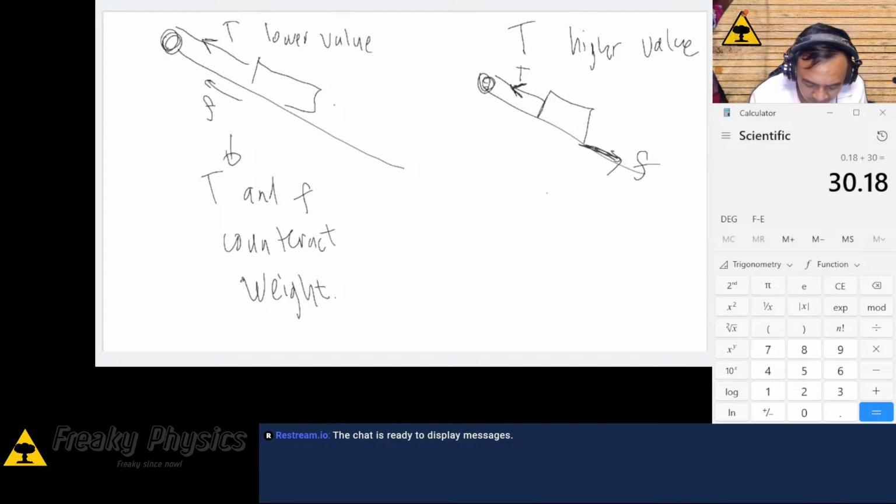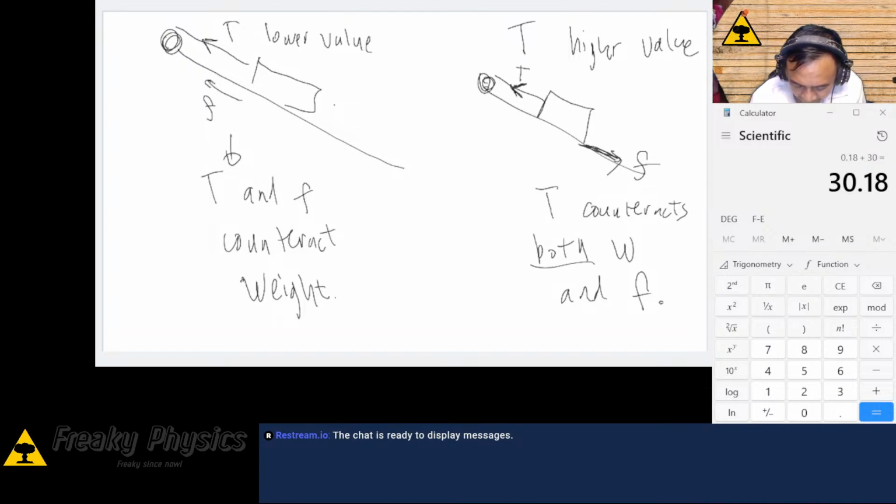That's what it means. So T counteracts both W and F. That's what the problem actually means in this case. In other words, you solved it, but there's no satisfactory answer to it with the way I set up the problem.